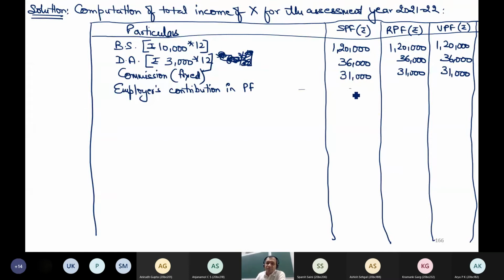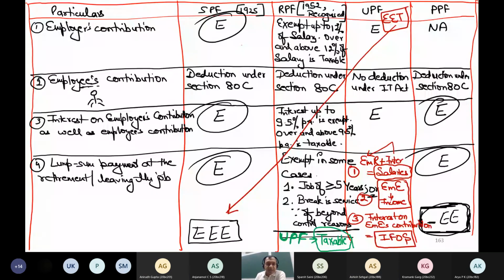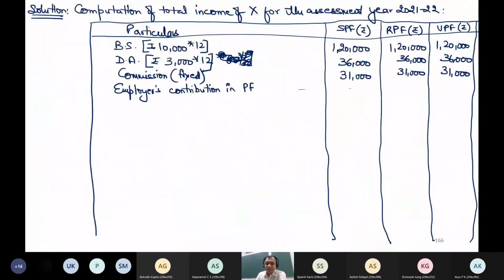Employer's contribution in SPF, what is the tax treatment? Sir, it is exempt. If you remember, this is the point. It is exempt, tax free. So whatever 20,000 has been deposited in my SPF, I would write exempt. If it is UPF, what is the tax treatment? Do you remember? Employer's contribution in UPF. Exempt. But in RPF, do you know how much is exempt?